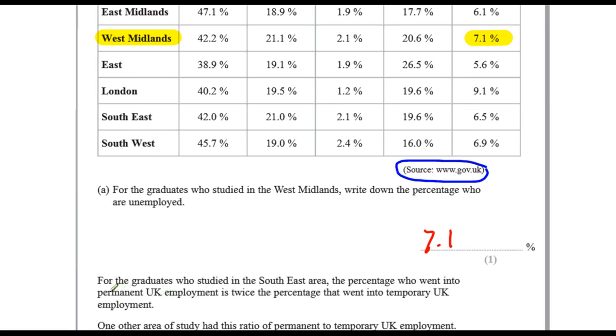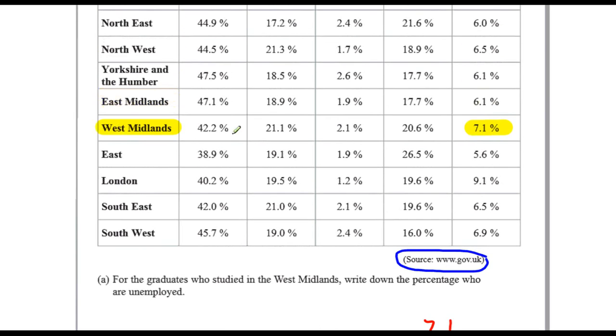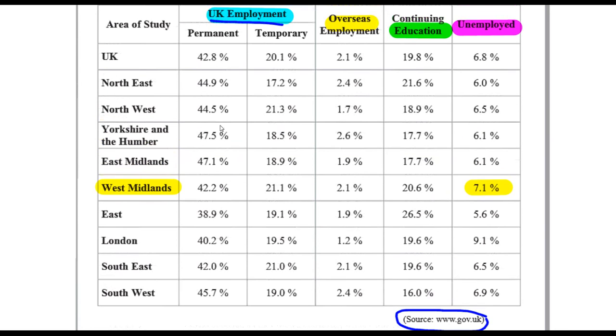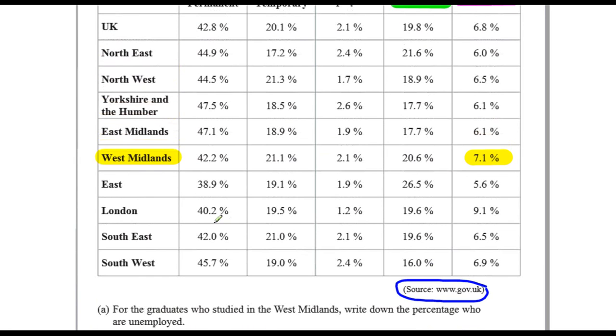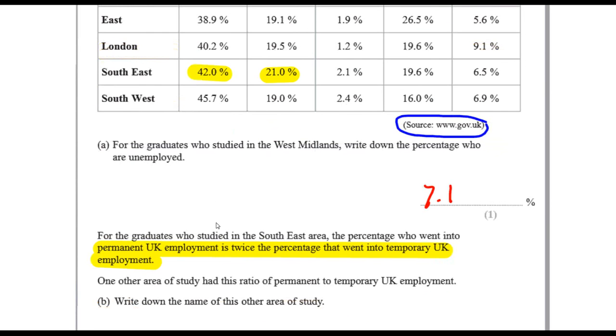You can always read questions twice if you don't follow them the first time. Twice the percent that went into temporary UK employment. So let's see where it means in the graph here. So it's referring to the southeast area, 42 and 21. Yeah, 21 doubled is 42.